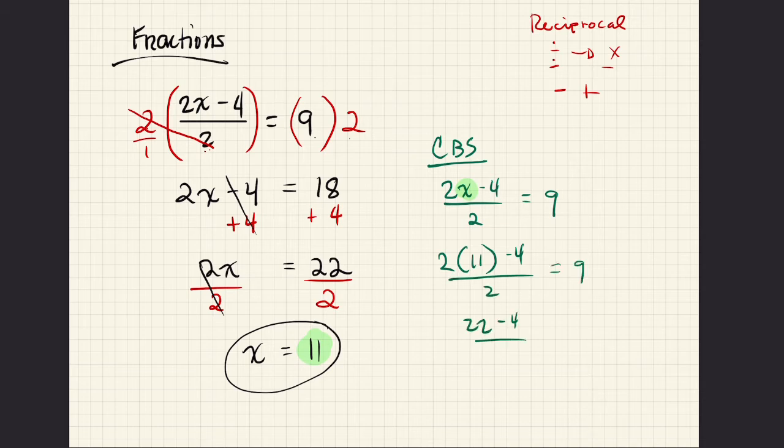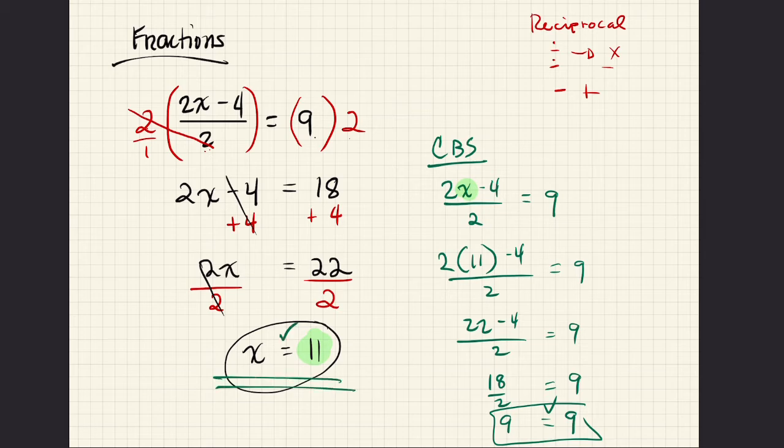So 2 times 11 minus 4, divided by 2 equals 9. 22 minus 4, divided by 2 equals 9. And what is 22 minus 4? It's 18 divided by 2 equals 9. And finish it. 9 is equal to 9. So if the left-hand side is equal to the right-hand side, then that means your answer is correct. Always CBS, check by substitution, okay?